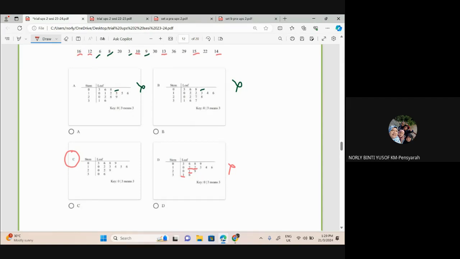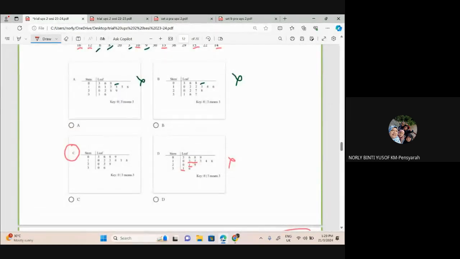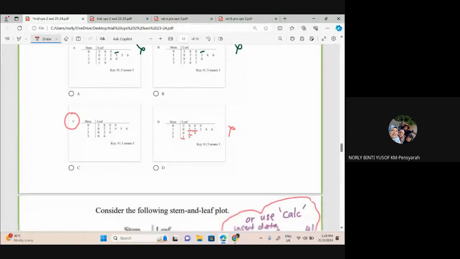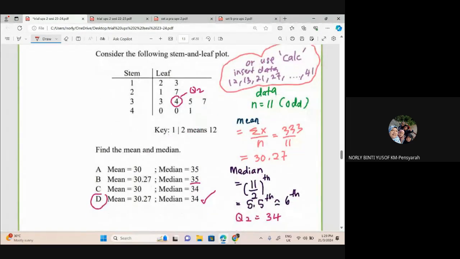Dia akan confusekan you lah. So you kena tengok dengan teliti. Okay. You nak terus construct dengan betul dan ambil lah jawapan yang sama dengan jawapan construct stem and leaf you. So sama juga dekat soalan seterusnya stem and leaf juga tapi dia guna konsep mean dengan median. You nak pakai calculator pun boleh. Kalau nak insert lah tapi kalau manually pun boleh.